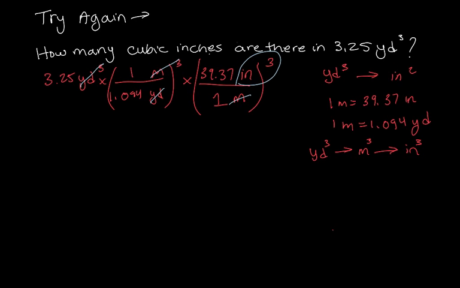And we end up with an answer of 1.5147 times 10 to the 5th cubic inches. But we are limited by 3 sig figs here. So we're going to go ahead and round this to 1.51 times 10 to the 5th cubic inches.